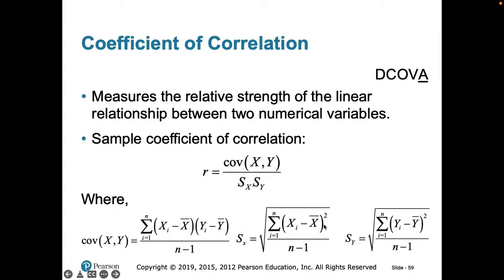You have your standard deviation for x, which is nothing but the square root of the variance, right? The sum of x minus the mean, squared, divided by the number of observations minus 1. And the third part is the same thing, but for y. So here you have your standard deviation for y. Nothing really that we haven't seen before when you talk about the coefficient of correlation.